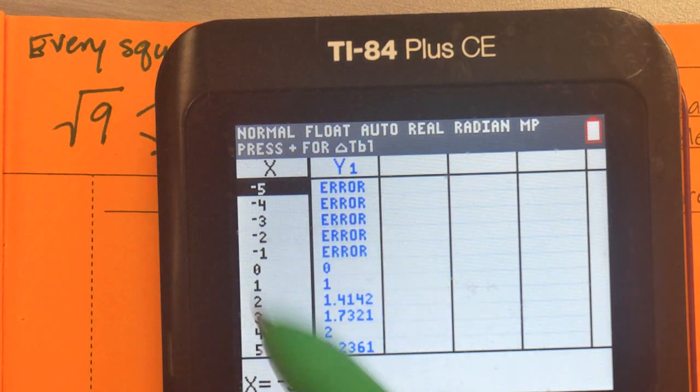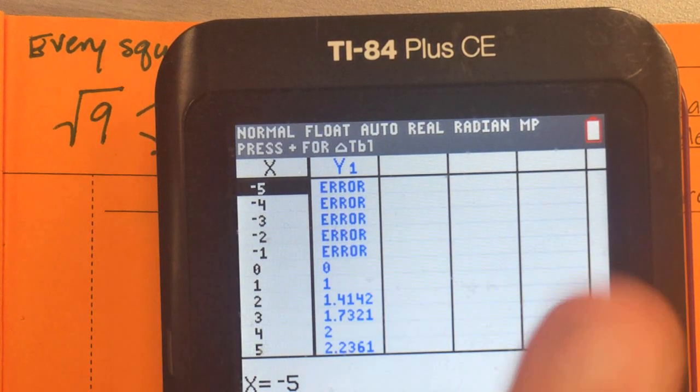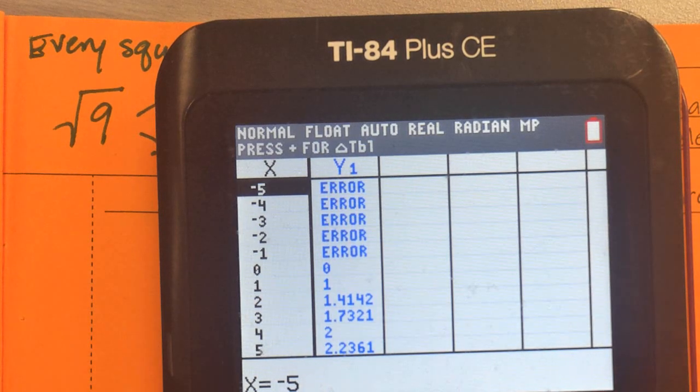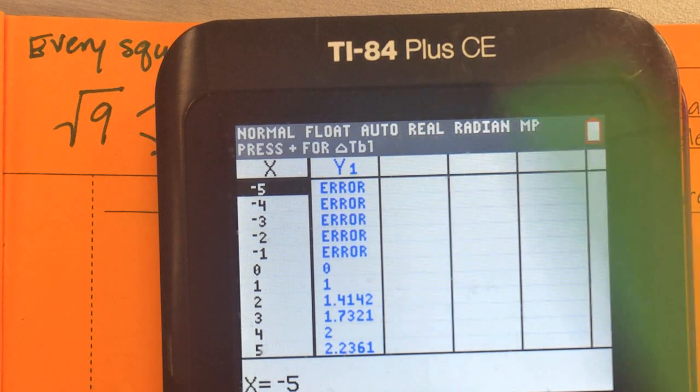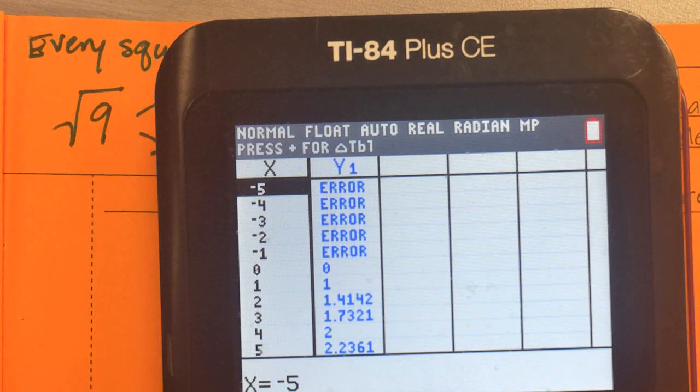So this is a function machine, and it can't give me a negative square root because a negative square root is illegal. It's a non-real answer. If I had my calculator set up for complex numbers, instead of real, then it could give me those answers. But that's not how I have it set up. So it can't do that.